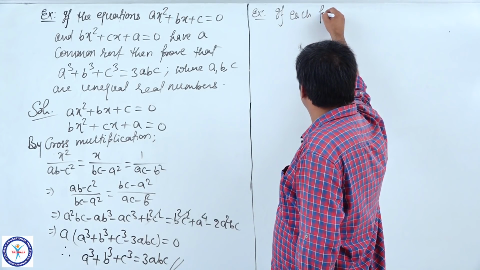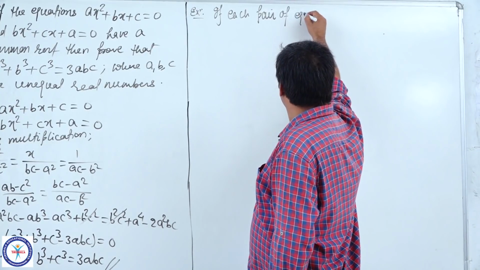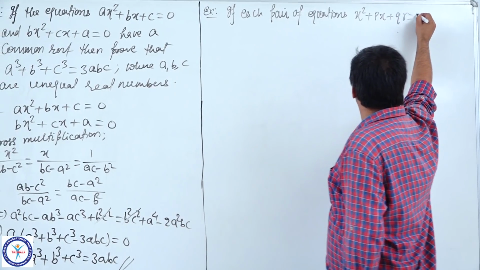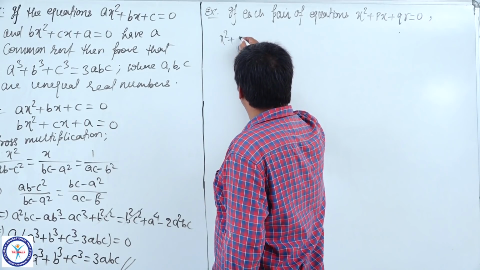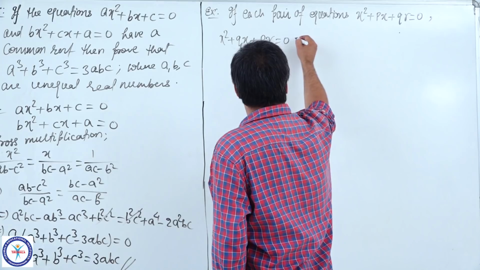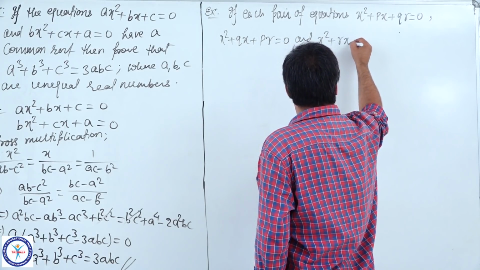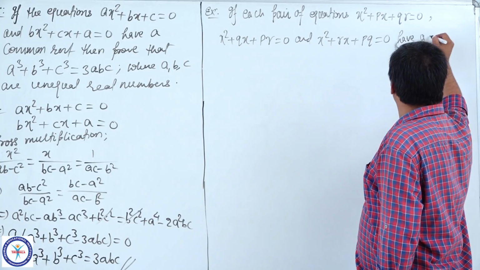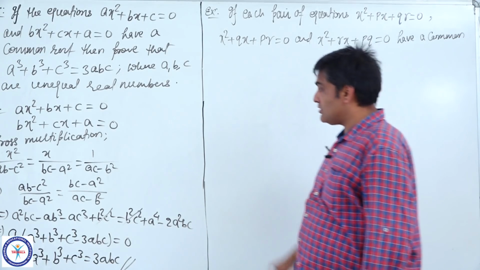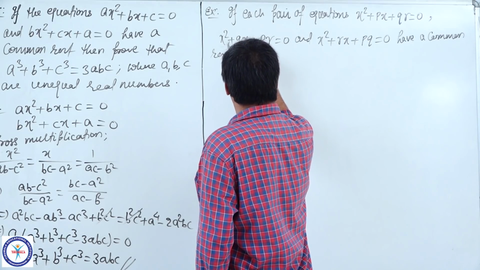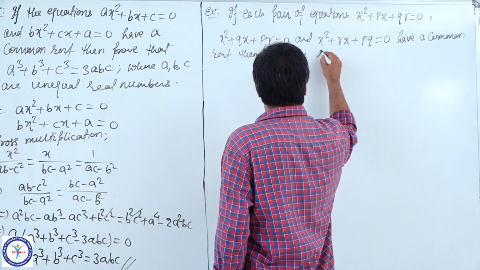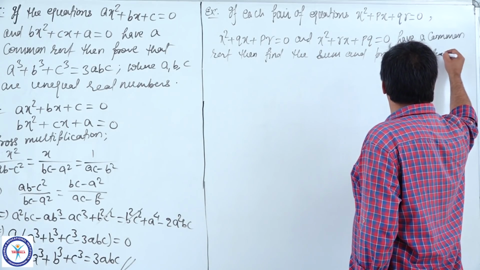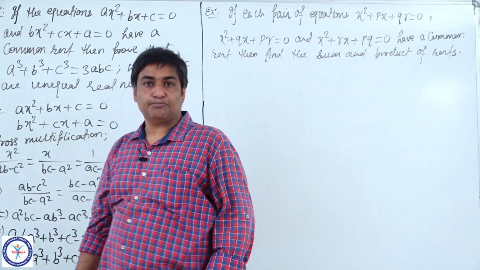Okay. Now, another example. If each pair of equations x square plus px plus qr equal to 0, x square plus qx plus pr equal to 0 and x square plus rx plus pq equal to 0 have a common root, then find the sum and product of roots. So, this is the example.